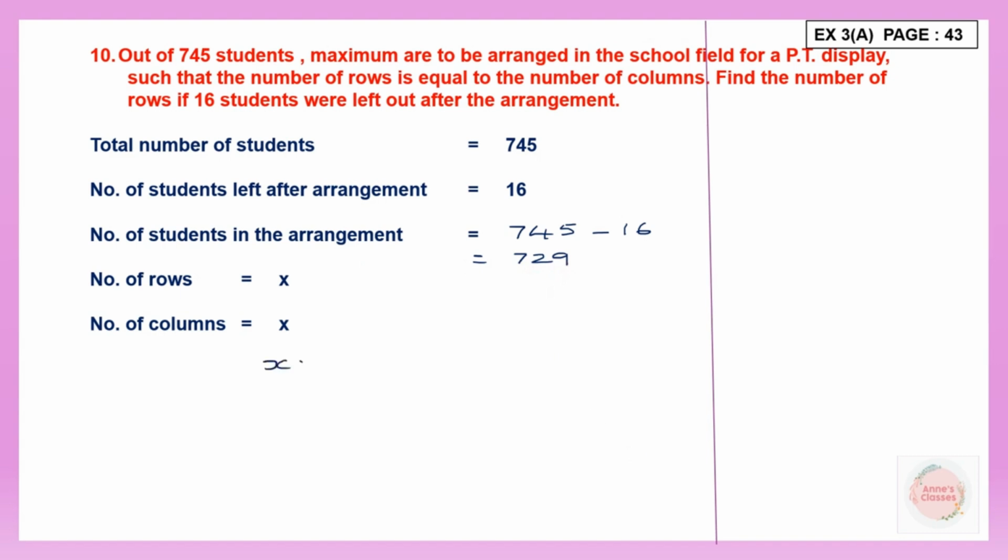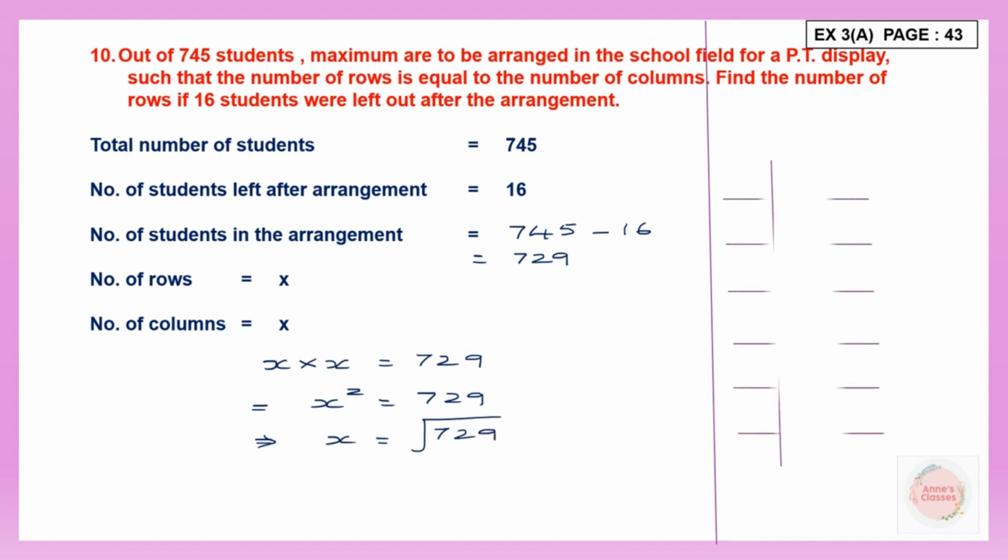So that means if I say x into x, I will get 729. X into x is x square. X square is equal to 729. That means the value of x will be the square root of 729. So now let's find out the square root of 729.